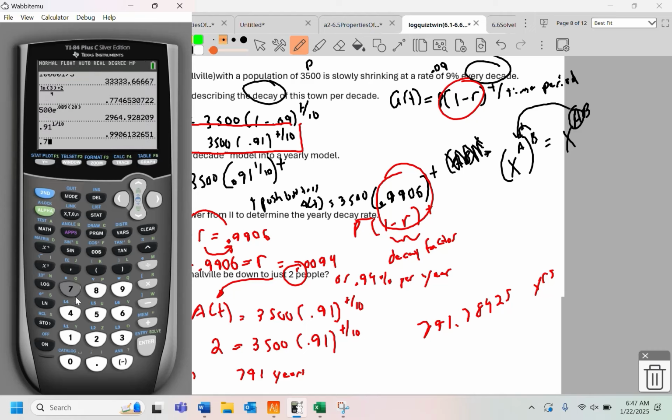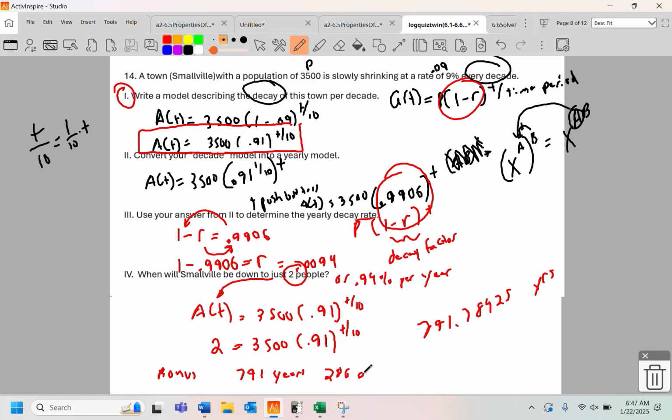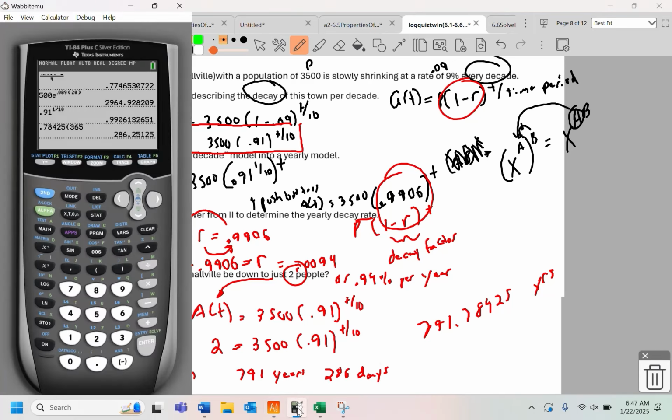And take that decimal, .78425, and I'm going to multiply it by 365 to get the days. 286 whole days. Here I have 0.25125 of a day.